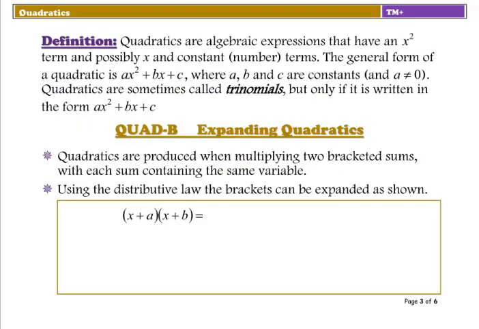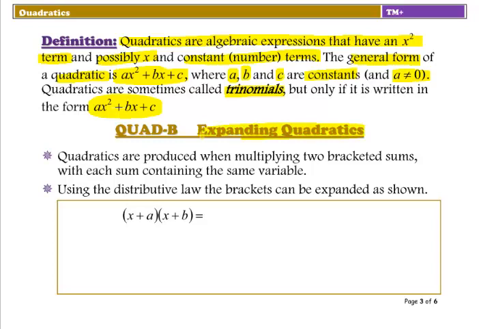Now, the definition of a quadratic. Quadratics are algebraic expressions that have an x squared term. It may also have an x term and a constant. The general form of a quadratic is ax squared plus bx plus c, where a, b, c are constants, and a can't equal 0 because if it did, we wouldn't have an x squared term. Quadratics are sometimes called trinomials, but only if you have the three terms.